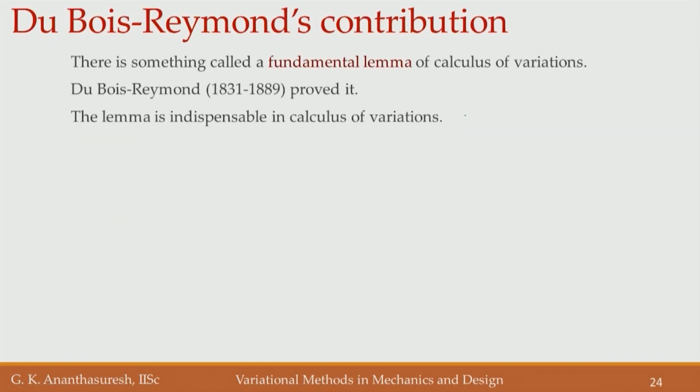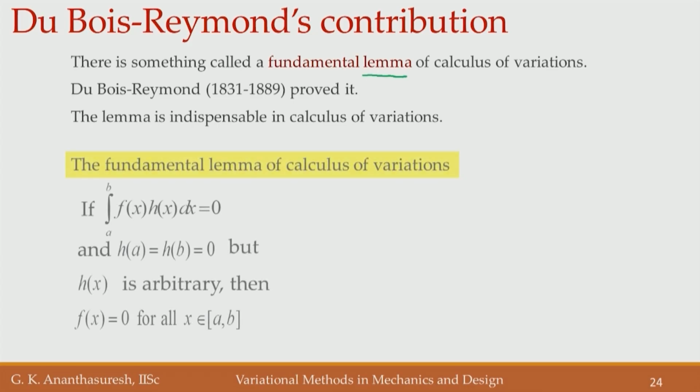Much later, a person named Dubois-Reymond made a fundamental contribution which is called the fundamental lemma of calculus of variations, which many people had assumed, as we will see later on, but he proved it rigorously. A lemma is something that is slightly less in status than a theorem. This fundamental lemma of calculus of variations is actually very simple.